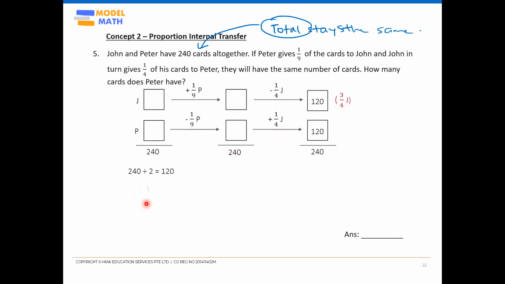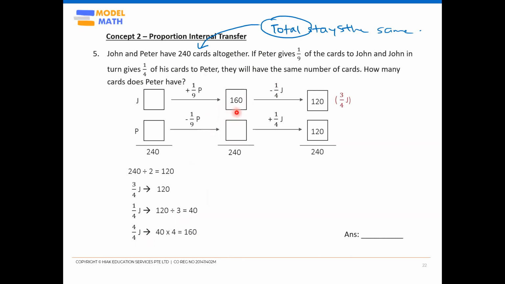So 3/4 J represents 120. We can write it down like that. And of course, my next step is to find 1/4. This is just your fractional equation that you are familiar with. So 3 units is 120. I want to find 1 unit of John, which is just 120 divided by 3, giving 40. I would like to find this value here first because I'm using John to work backwards. So this value here will be 4 out of 4, which is 40 times 4. So this is 160.